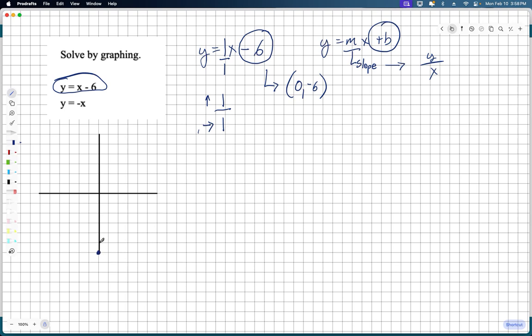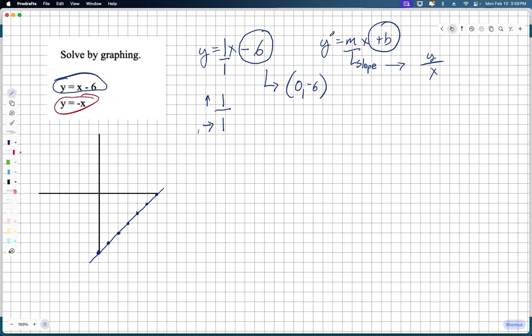So up 1 to the right 1 is the way we're going to move this point. There's our next point. Up 1 to the right 1. There's our next point. Up 1 over 1, up 1 over 1. So there's our line. That's where it lives in this system. Okay? So now let's do the next line in red so we can see it better.